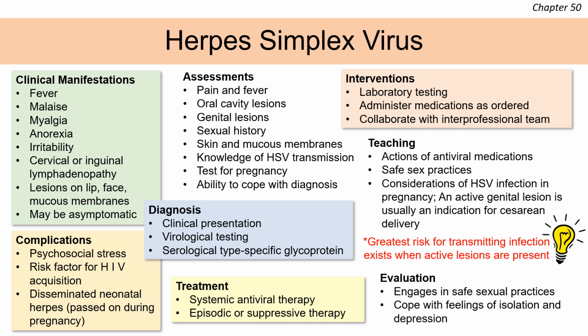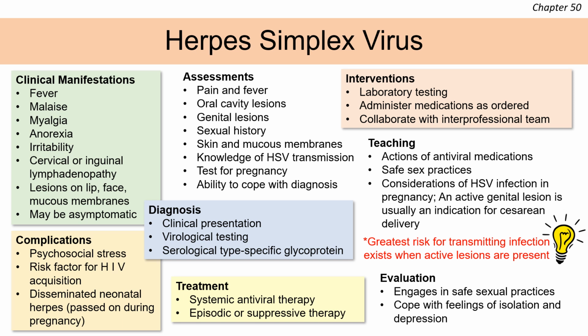So the way this is going to be diagnosed is we're going to do a history and physical to see what it looks like, what the clinical presentation is. There is virological testing, so we can take a blood sample and send it to the lab, and also serological type-specific glycoprotein testing.